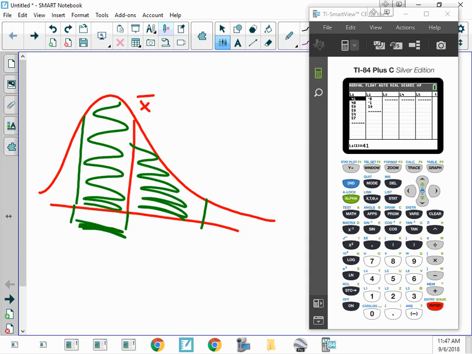Well, is 50 going to work? No, 50 is way too big. Is 5 going to work? No, that's too small, so it's probably about 15.